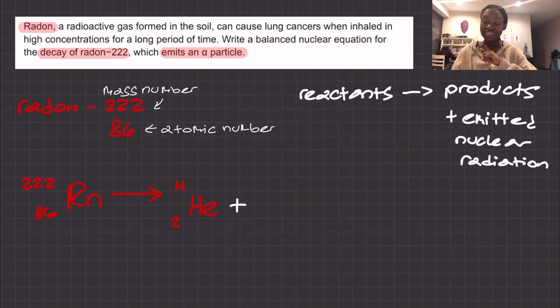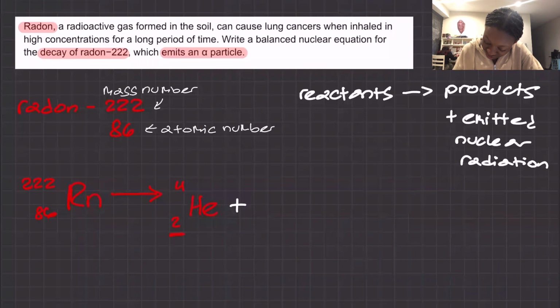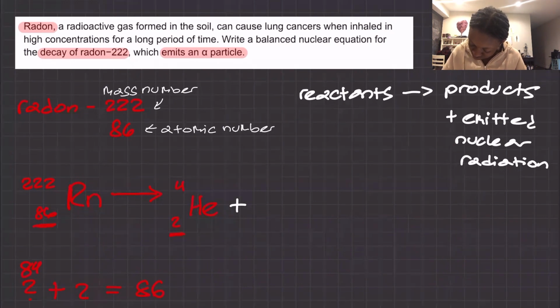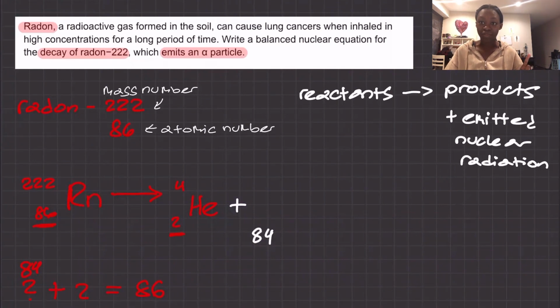Well, I'm gonna start with the atomic number since it's the easiest. We know that we have a 2 here and we have an 86 here. So it's something plus 2 equals 86, right? So it's almost like we're going backwards a little bit. We're acting to the left instead of to the right. That something is going to be 84. So we know that whatever element we choose, it has an atomic number of 84.